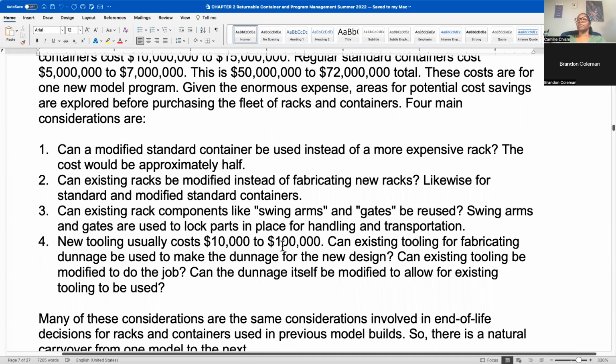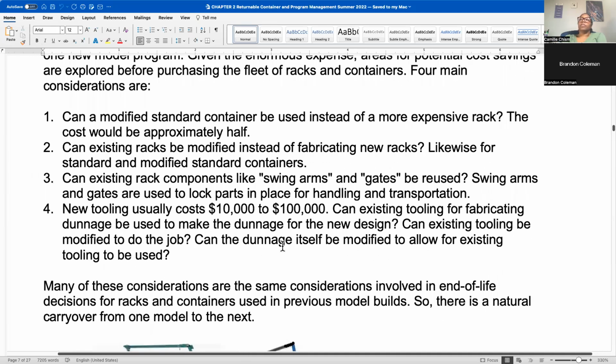So can we reuse these? Can they reuse component parts? So, things like our gates or arms, posts on the racks. So this is where it's important for maintenance. If you maintain your racks really well, the more the racks are maintained, the better you can reuse things and repurpose these racks.